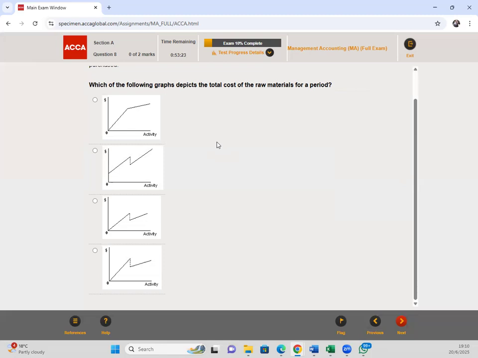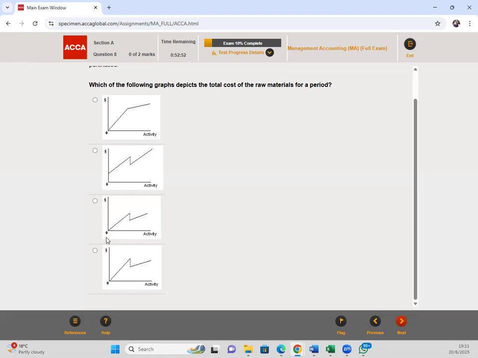So what does this mean? For the part that is variable, you should know that the variable cost starts from zero. The variable cost line starts from zero. So it can't be B. It can either be A, C, or D. So we've already eliminated B because variable cost starts from zero; the graph that starts from here is for semi-variable cost.